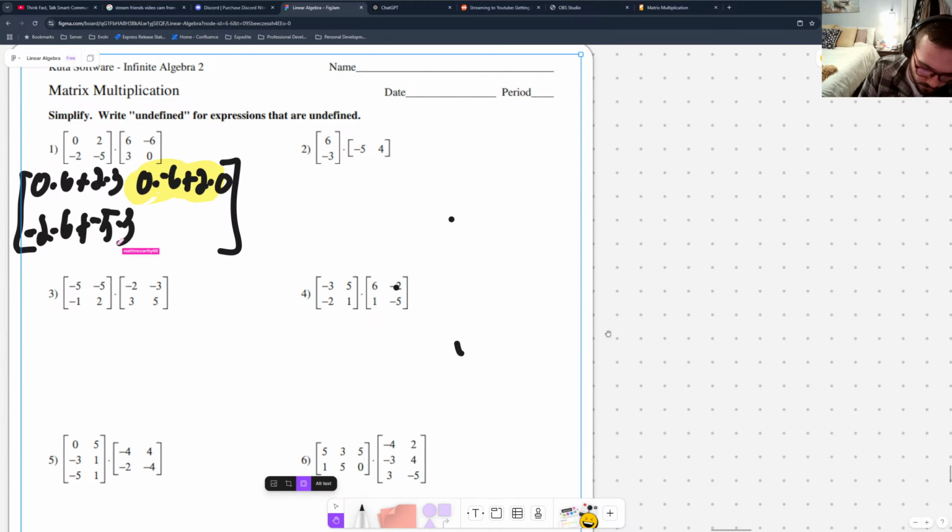And then -2 times -6 plus -5 times 0. Cool. And then simplifying that out would just be 6, 0. -2 times 6 is -12 plus -15 is -27. And then -2 times -6 is +12 plus 0. There you go.